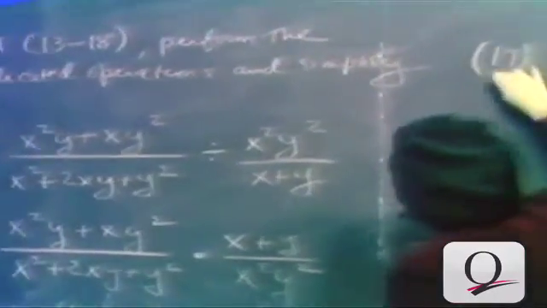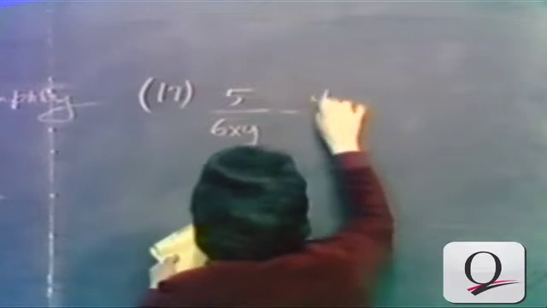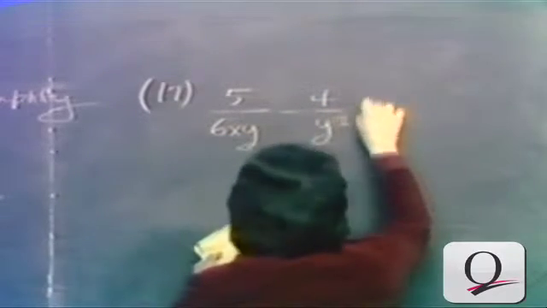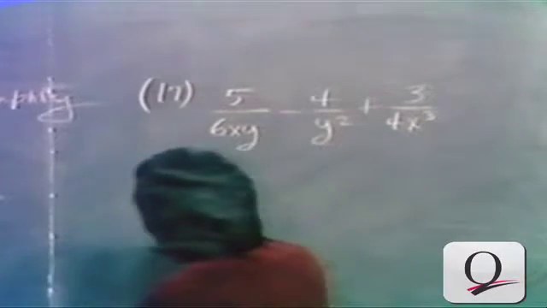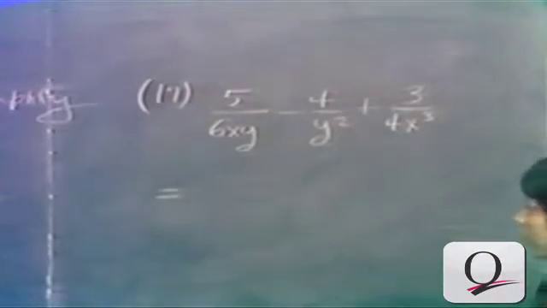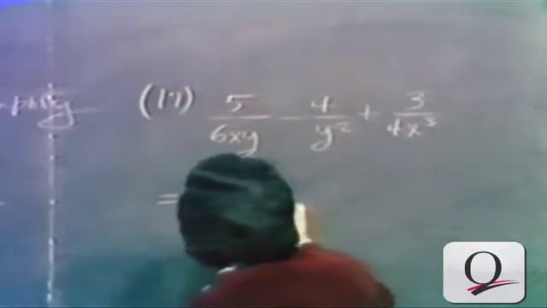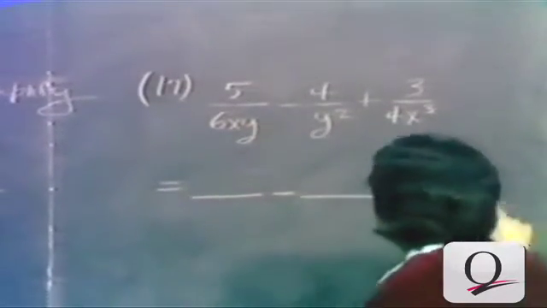All right, in example 17, we move on to addition and subtraction of fractions. We have 5 over 6xy minus 4 over y squared plus 3 over 4x cubed. Now we know in order to add or subtract fractions, they have to have the same denominator. So what we're interested in doing is building fractions equivalent to each of these, each having the same denominator.